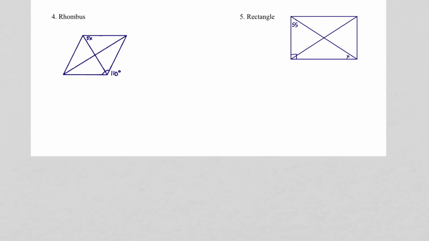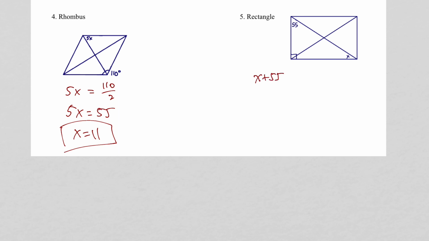Okay, now, if this is 110 in a rhombus, this is also 110. And further, this entire angle is 110, but this diagonal bisects this angle. So this 5x is half of 110. So 5x equals 110 over 2. So 5x equals 55. So x equals 11. All right, if this is 90, these two have to add up to 90. So x plus 55 equals 90. So x is equal to 35.